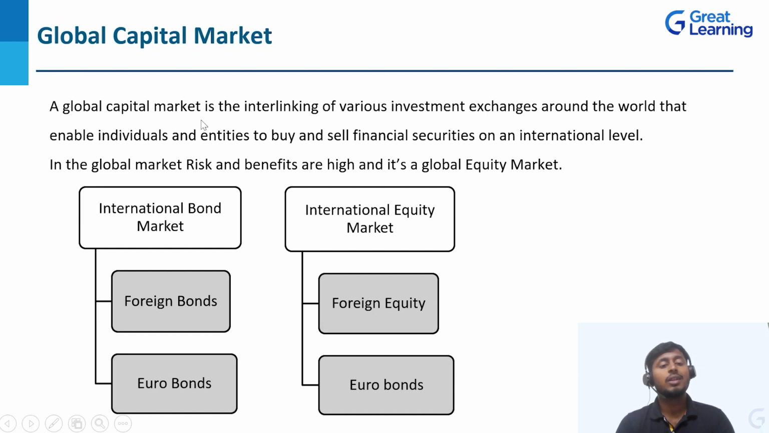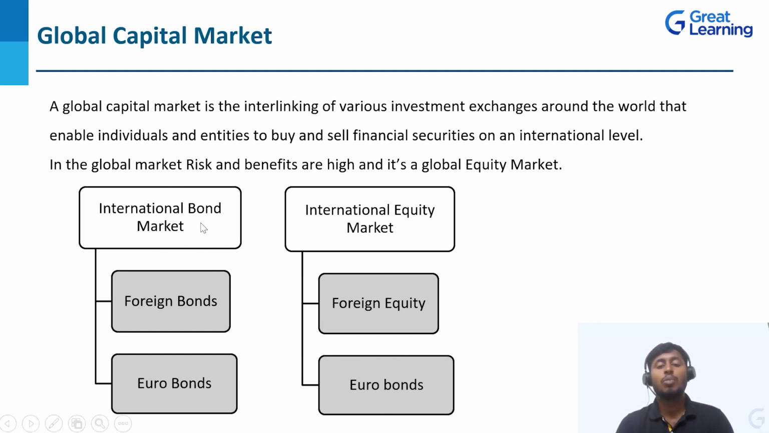International bond market. In the global capital market, we have these two categories, that is the international bond market and the international equity market. How we have here primary and secondary, there they have international bond and international equity. So here only the equity shares will be traded in the international equity market, while in the international bond market, all the bonds will be issued and subscribed.